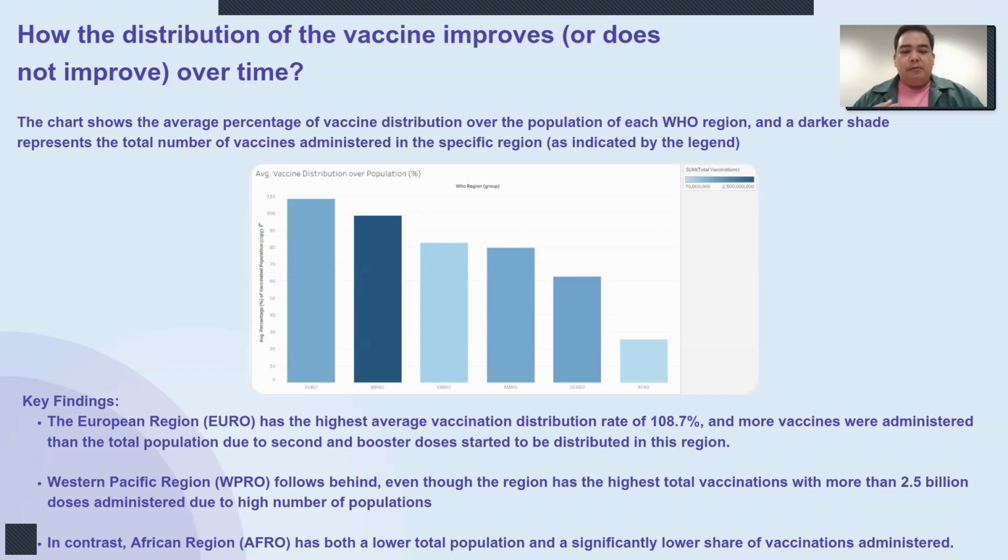In addition, the Western Pacific region follows behind, even though the region has the highest total vaccination, with more than 2.5 billion doses administered due to the high number of population in this specific region. But in contrast, the African region has both a lower total population and a significantly lower share of vaccination administered.